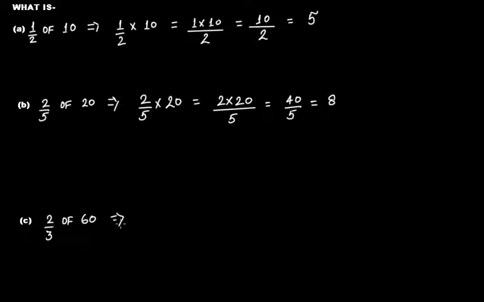In this case, you have 2 over 3 of 60, it means 2 over 3 times 60. This will be 2 times 60, that is, we multiply the numerator with the whole number, and then divide by 3. This will be 120 divided by 3, and this will give you 40.